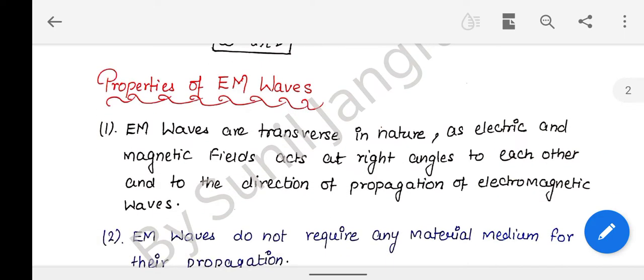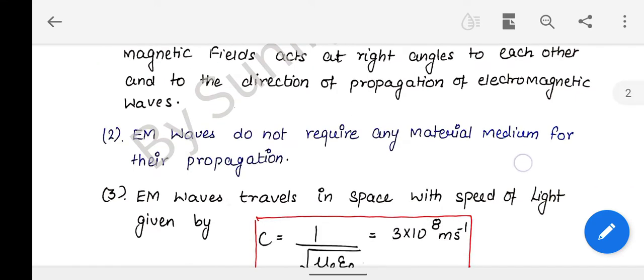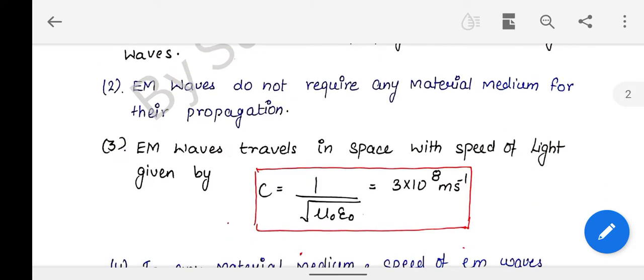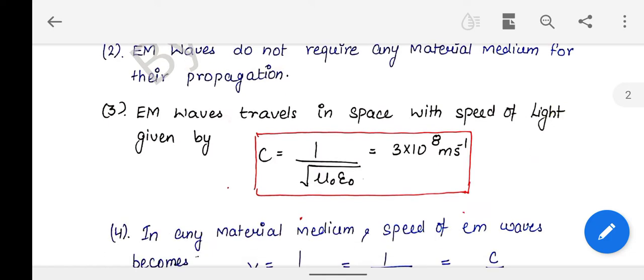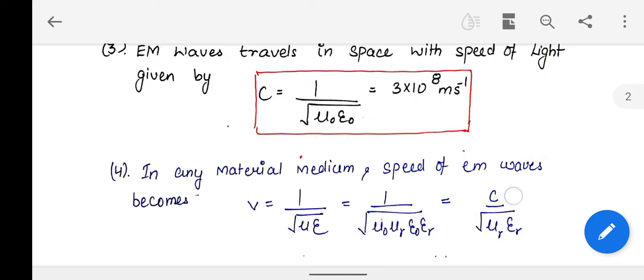So what are the properties of electromagnetic waves? They are transverse in nature, they do not require any medium to travel, and the speed of light is given by 1 upon root over mu naught epsilon naught, that is 3 into 10 to the power 8 meter per second. The exact number of speed of light is 299792458 meter per second, but in numericals we round it up, we write 3 into 10 to the power 8 meter per second.